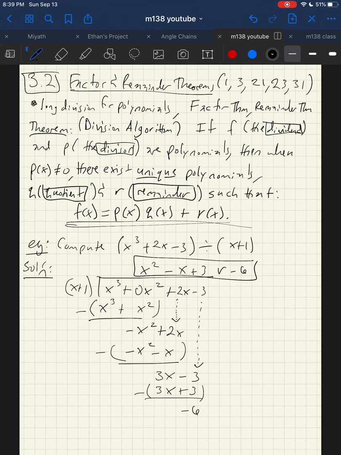So we can write it like that. We can also write, if we want to write this using the division algorithm, x cubed plus 2x minus 3. Oh, this is the final answer. This is when I said compute.